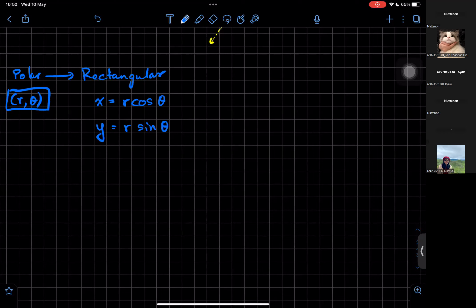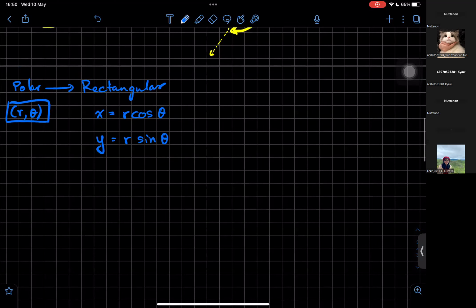Okay, and in the rectangular coordinates, xy is unique, so it has the uniqueness property. So there will only be x and y. Okay, this is how you change from polar coordinates to the rectangular coordinates.